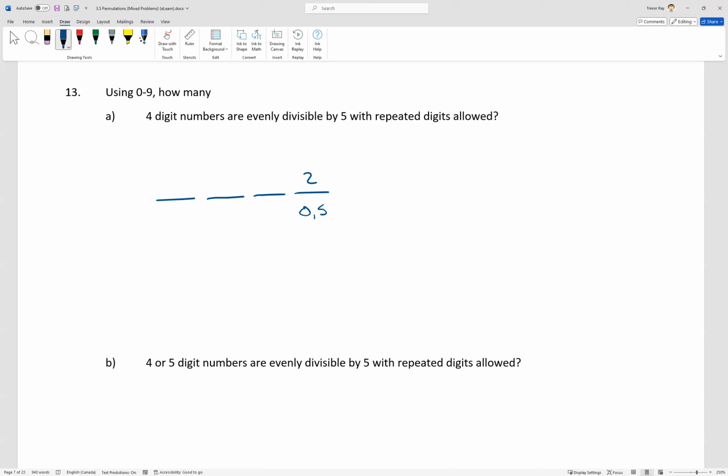Our first number can't be a 0, because a 4-digit number starting with 0 is really a 3-digit number. So that gives us 9 options for that spot. And then there's no restriction on our second and third spots. They can be any number from 0 to 9, so there are 10 options for both of those. Multiplying those together quickly gives you 1,800.